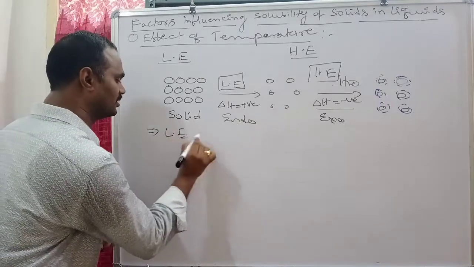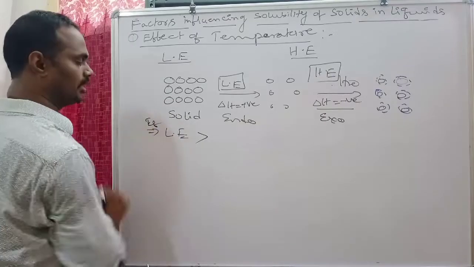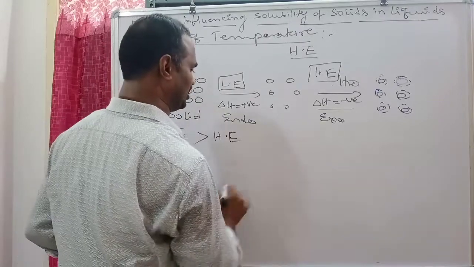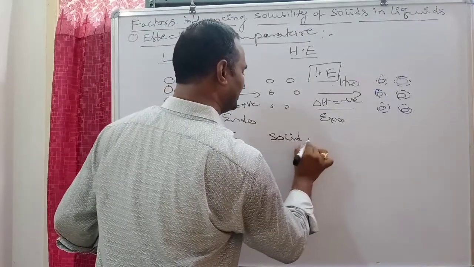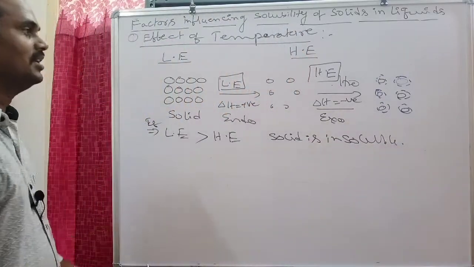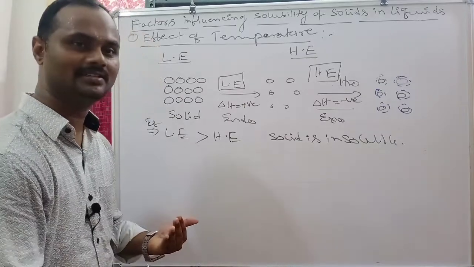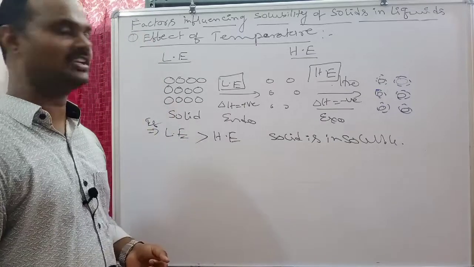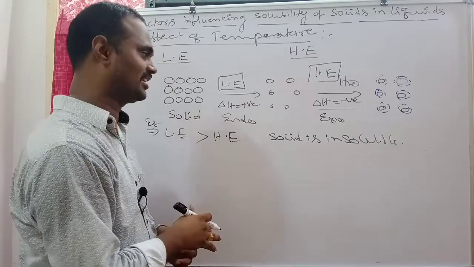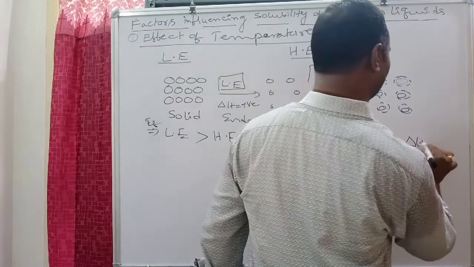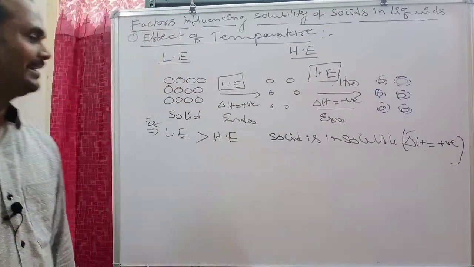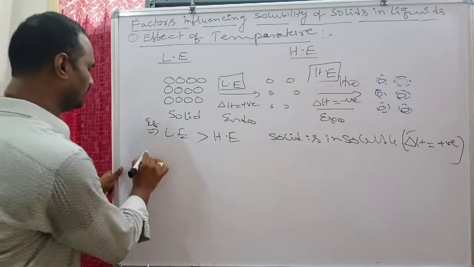Case 1: if lattice energy is greater than hydration energy, the solid is insoluble. Reason: compared to the energy released, the energy taken is more. That's why we should provide more energy for this type of substance to dissolve. So in this case delta H is positive, meaning only when we give energy will it dissolve. Otherwise, these solids cannot dissolve.